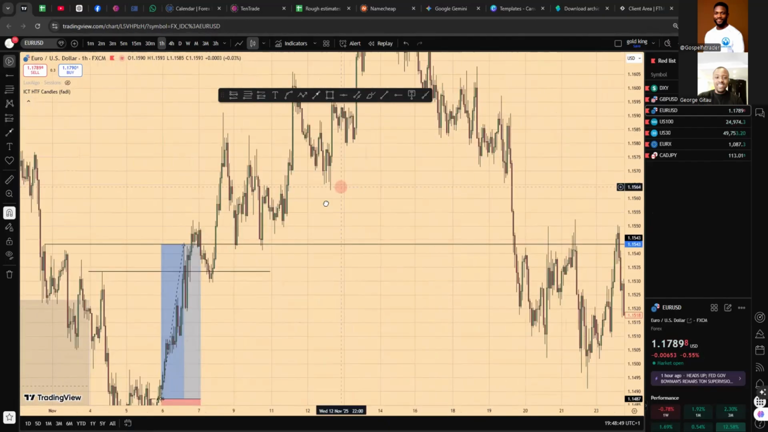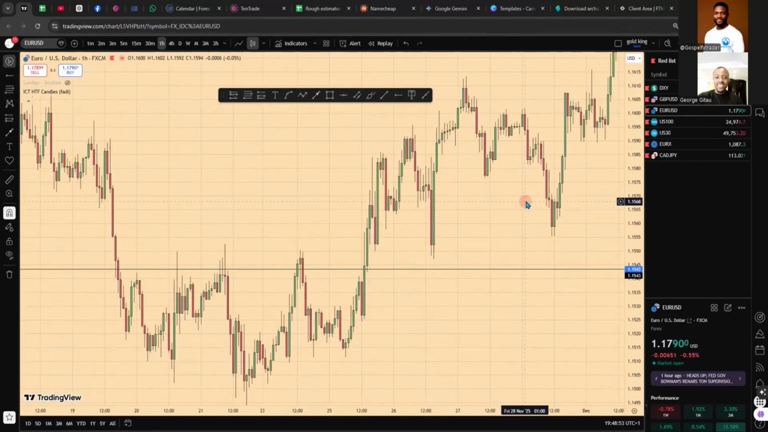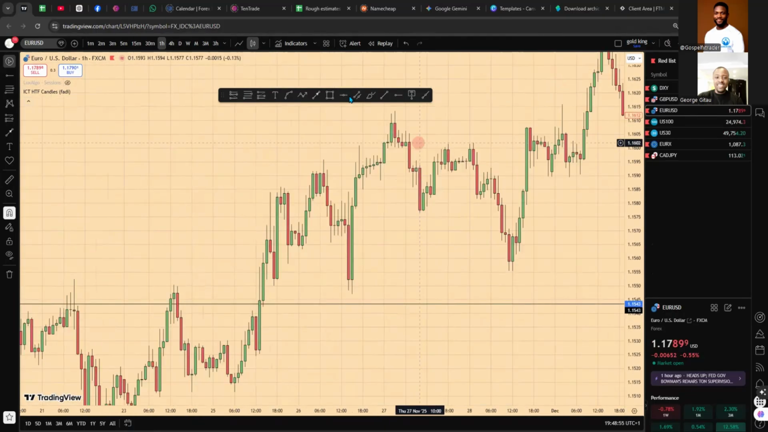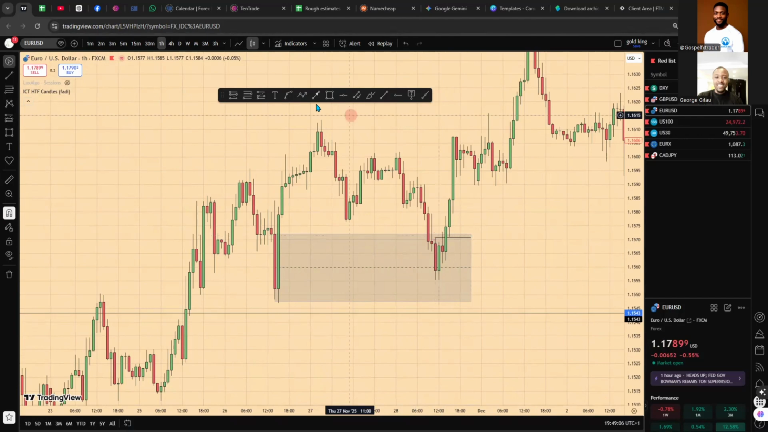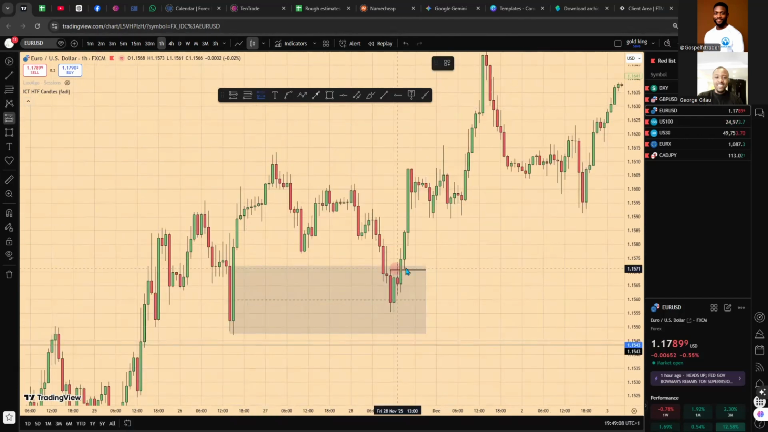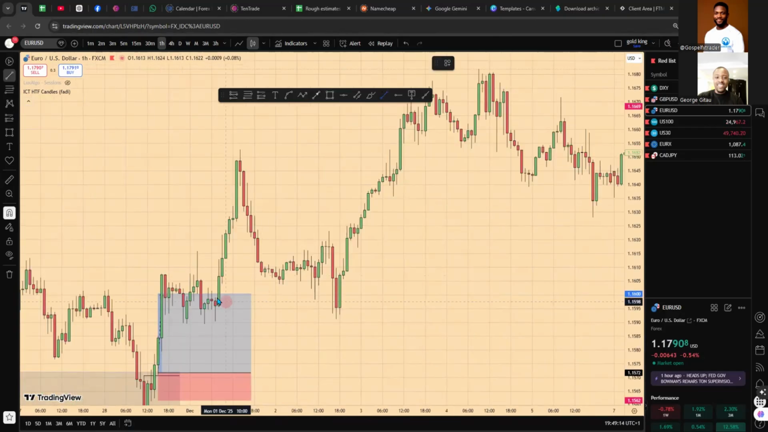Now, you can also use this model 1 just like a confirmation. For example, regardless of CRT, if this is another block for you, and price comes into the other block, you can still wait for price to close above the last one, and then you try to get your entry like that. So you can still use it just like an entry confirmation.